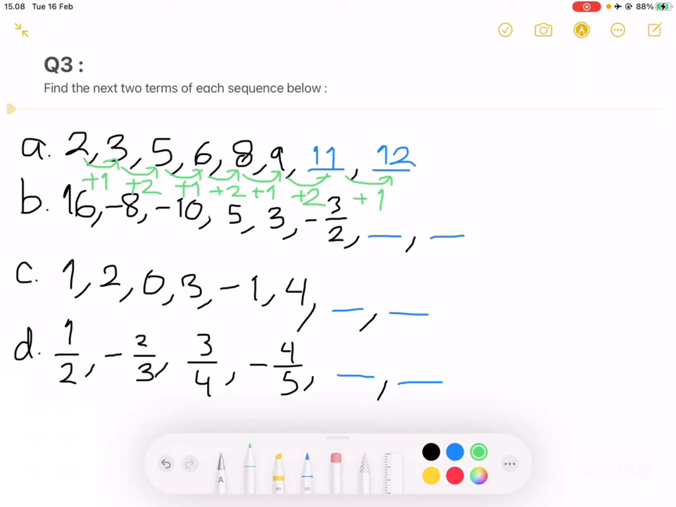Anyways, for part B, notice that we divide by -2 to get the next term right here, and then after that we subtract by 2. So we divide by -2 and then subtract by 2, and we divide by -2, and therefore the next we must subtract by 2. So -3/2 minus 2, if you compute that, you'll get -7/2, and then after that you need to divide by -2 again, meaning this will be equal to 7/4.